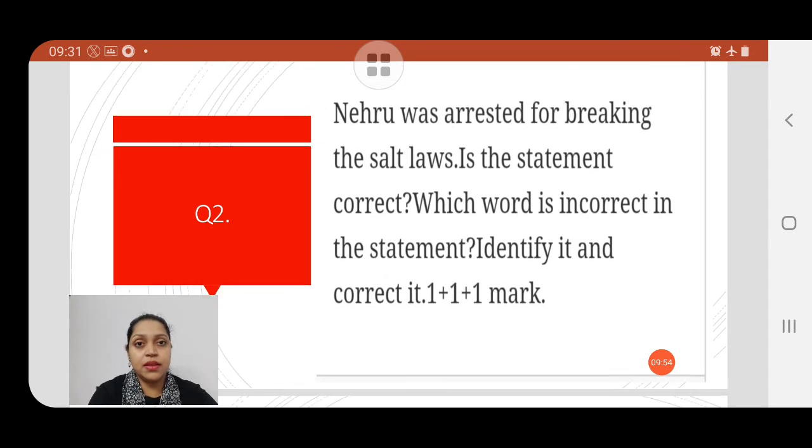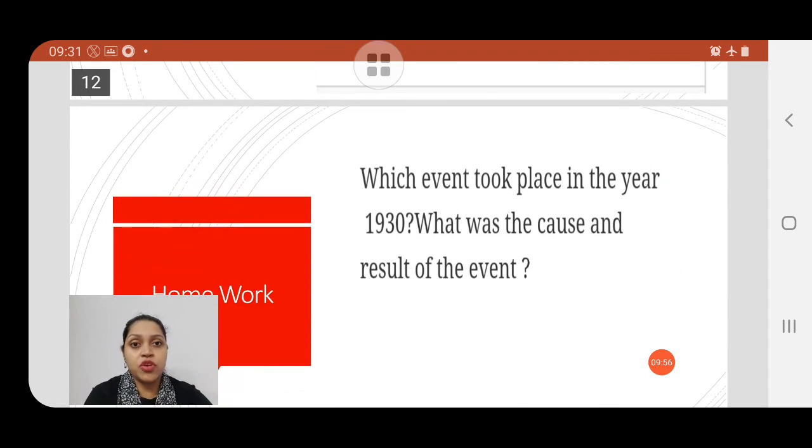And lastly, we have the homework question. Which event took place in the year 1930? What was the cause and result of the event? All these questions along with the new words, I'll upload in the Google Classroom. You will write from there, and whatever I have explained, please go through it. In the next class, I'll be asking about the new words in the live class special.